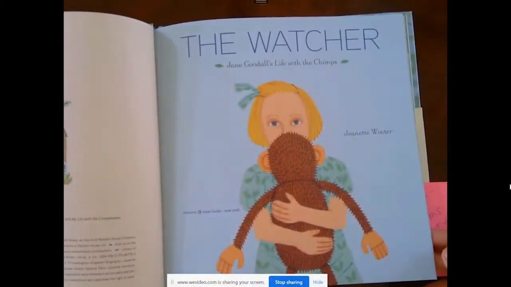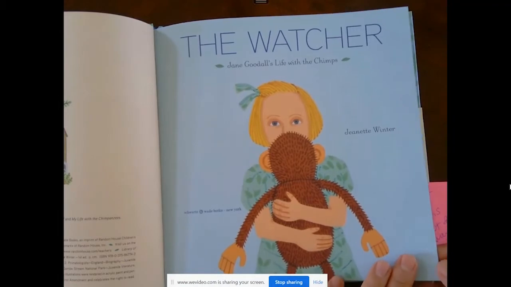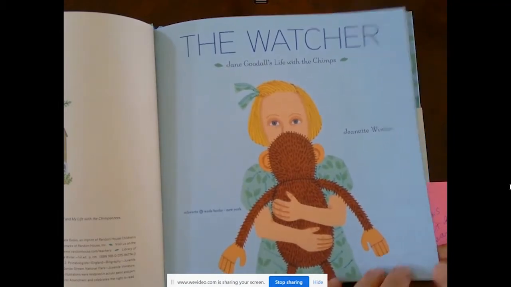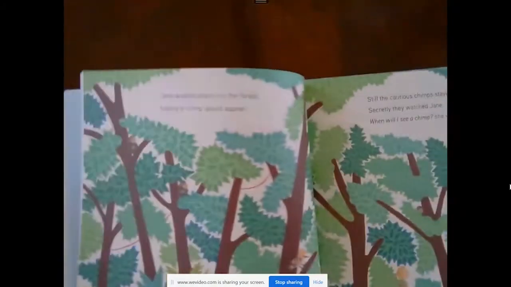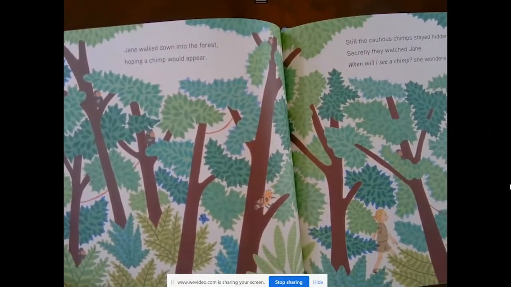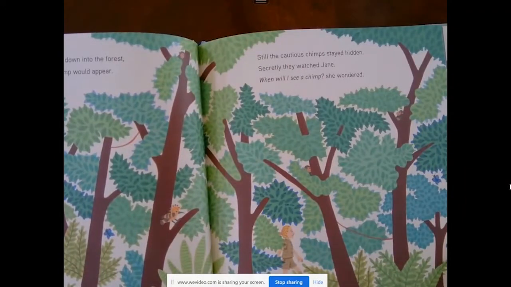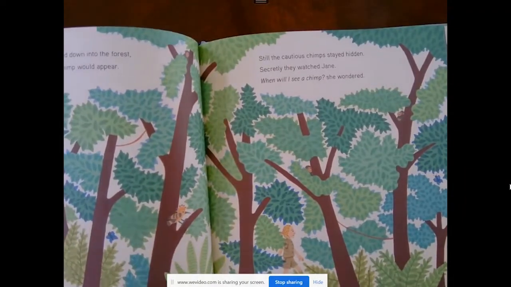So let's continue reading The Watcher, Jane Goodall's Life with the Chimps. Again, let's look for those inflectional endings, ED and IED. Jane walked down into the forest, hoping a chimp would appear. Still, the cautious chimp stayed hidden. Secretly, they watched Jane. When will I see a chimp?